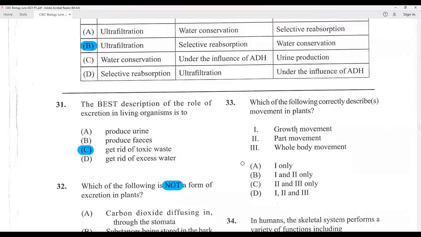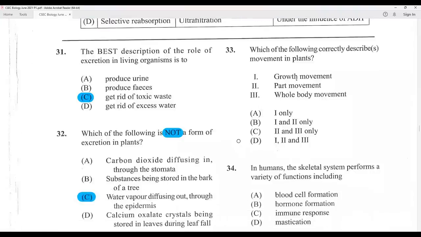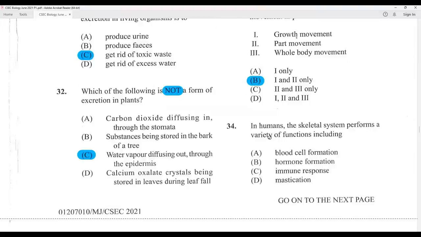Question 33. Which of the following correctly describes movement in plants? So growth movement, part movement, whole body movement. Well, for plants, whole body movement isn't applicable. So we are looking for 1 and 2, which is B. In humans, the skeletal system performs a variety of functions, including blood cell formation, hormone formation, immune response, mastication, which is a fancy word for chewing. So the answer is A.